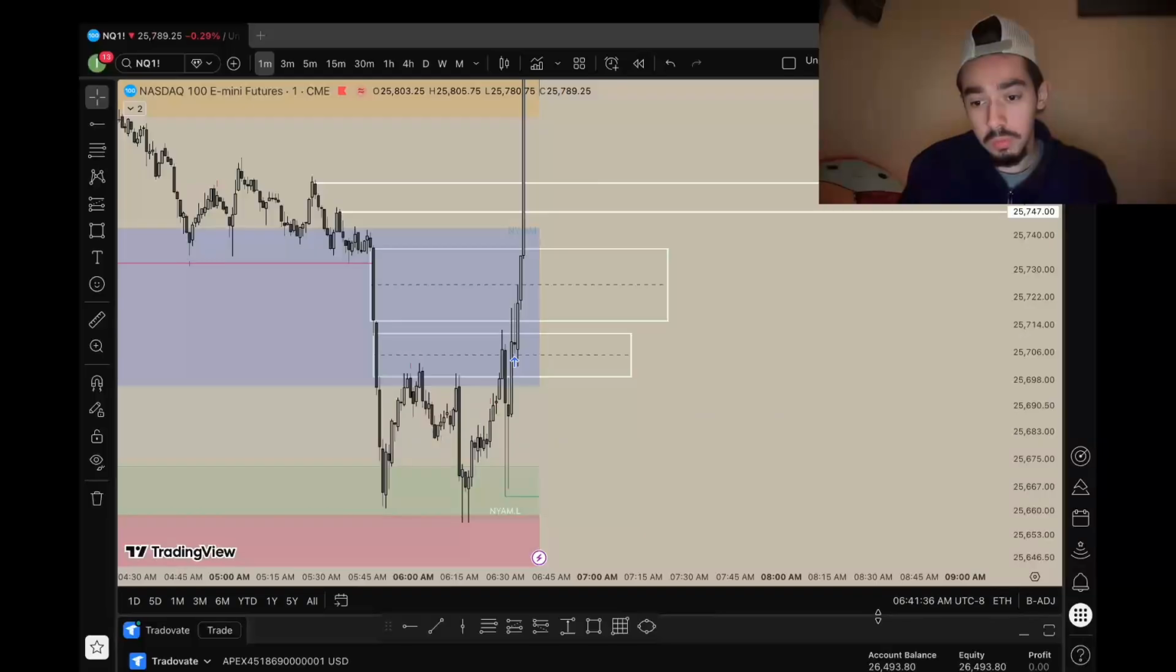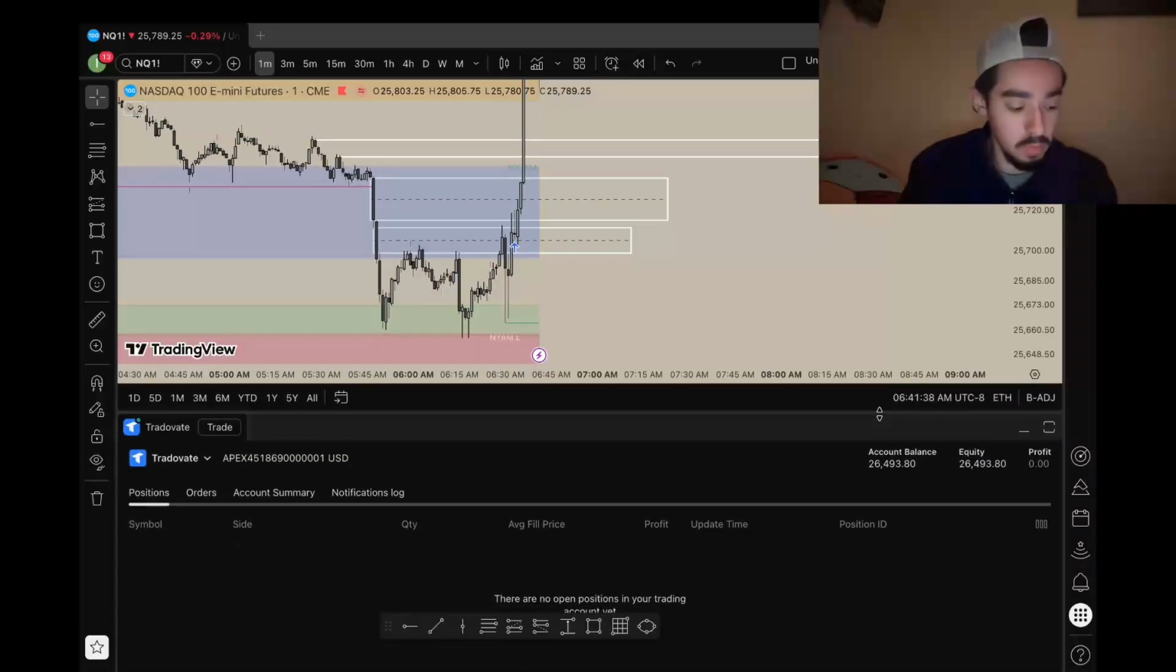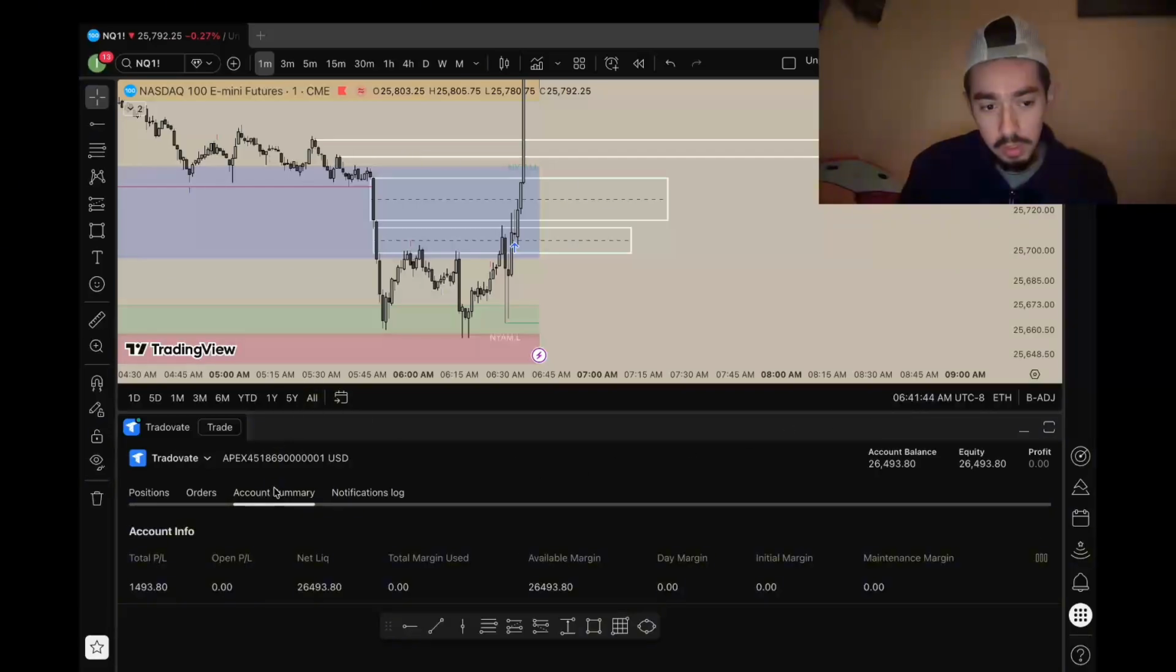So our total account balance for the day is 26,493. I believe we hit the 1 day pass at 24,193.80. So we're off by like $10, or like $7.